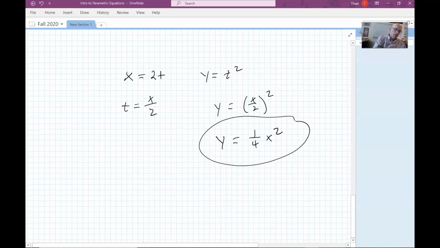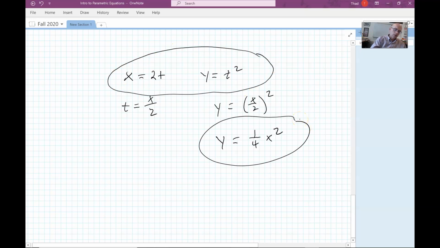So that's converting parametric equations to a Cartesian equation. Here's my parametric, and there's my Cartesian.